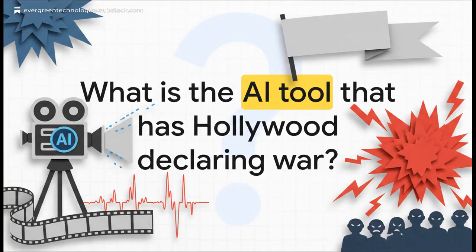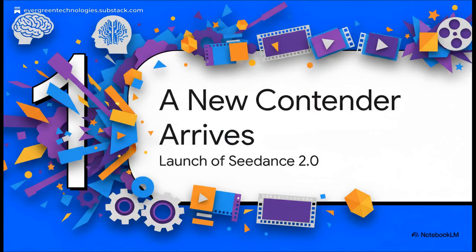So that's the big question, right? What is this thing? What's this AI tool that has the biggest names in entertainment ready to go to battle? We're going to get into it, what it is, how it works, and why it caused such an immediate, explosive backlash.